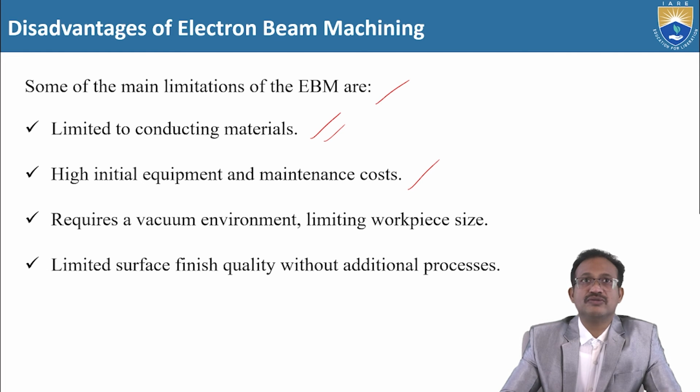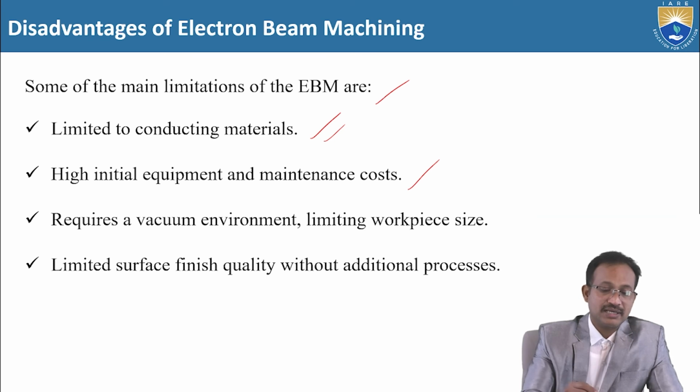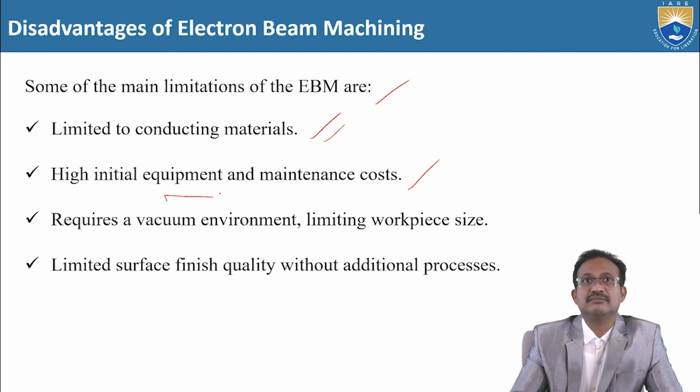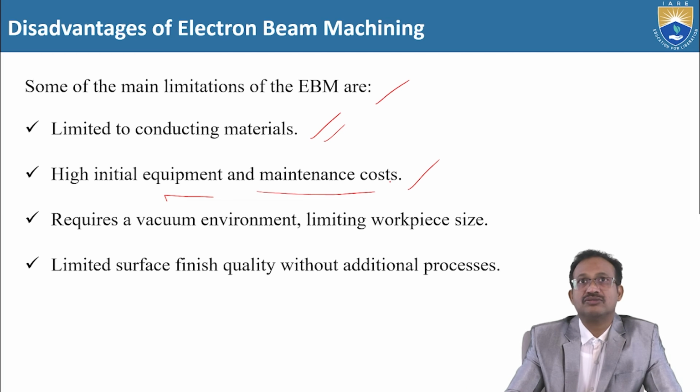Usually for mass production or particularly for specialized products only, we have to go with electron beam machining, otherwise it will not be cost effective. Why? Because its initial cost is high, and maintenance cost is also high. High initial equipment and maintenance cost. That is one of the drawbacks here.